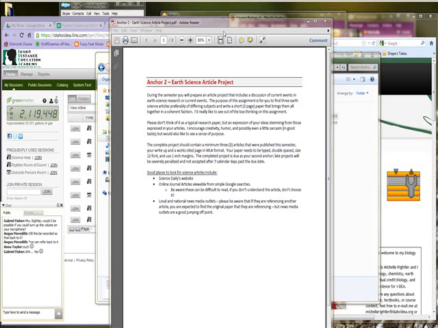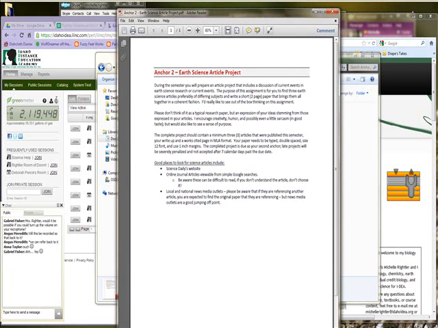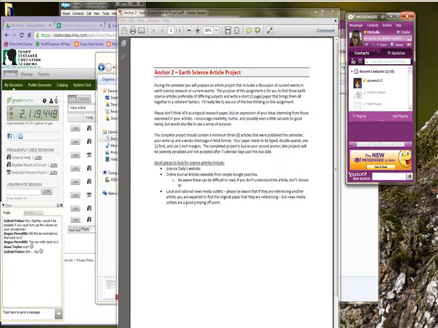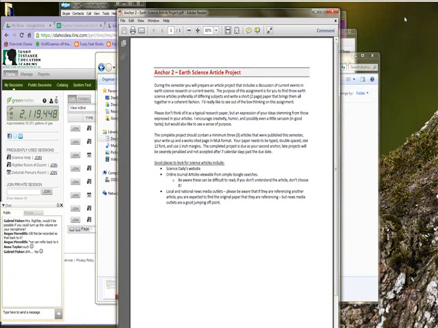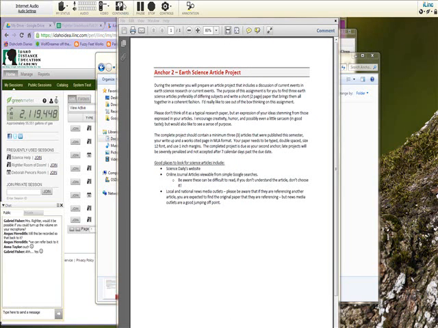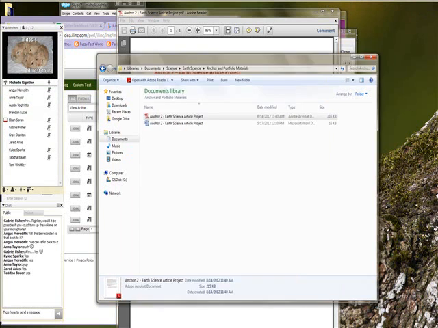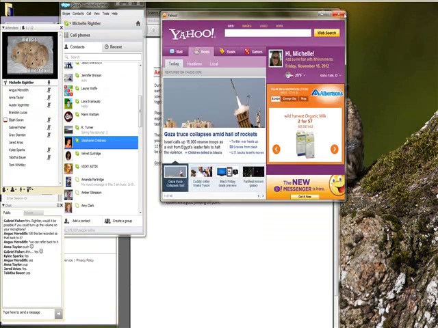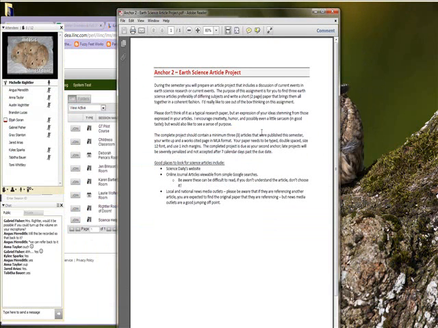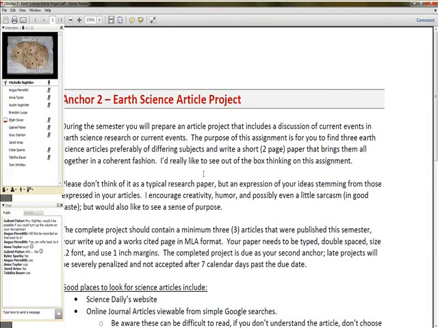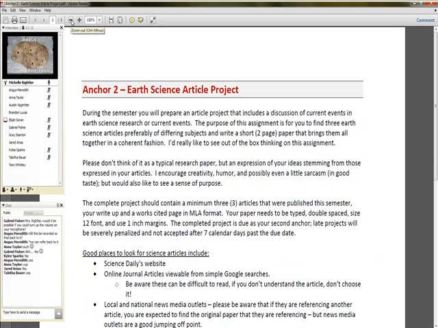Good. Okay, so I know this says anchor 2 and I apologize for that. Everybody can see this, correct? Great. Okay. So, one of the things that I want to talk about on the article project, this is new for everybody. And the reason why this looks this way is because we are adapting to the Common Core State Standards. And some of you may have heard of that. Some of you, it may not be on your radar, and that's fine.